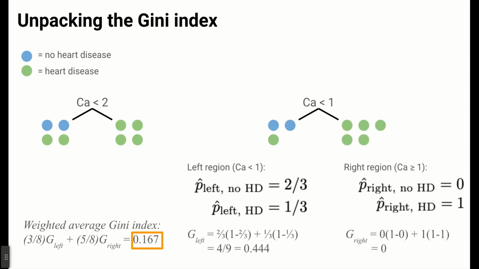If we use a threshold of 1, a heart disease case is moved to the right region. In the right region, the proportions of heart disease and no heart disease are still 1 and 0, so the Gini index for this region is still 0. But the Gini index for the left region has gone down from 0.5 to 0.44. This new split has lowered the weighted average Gini index to 0.167 from 0.25 before. So overall, this split gives regions that are more pure, which is preferable in building the tree.